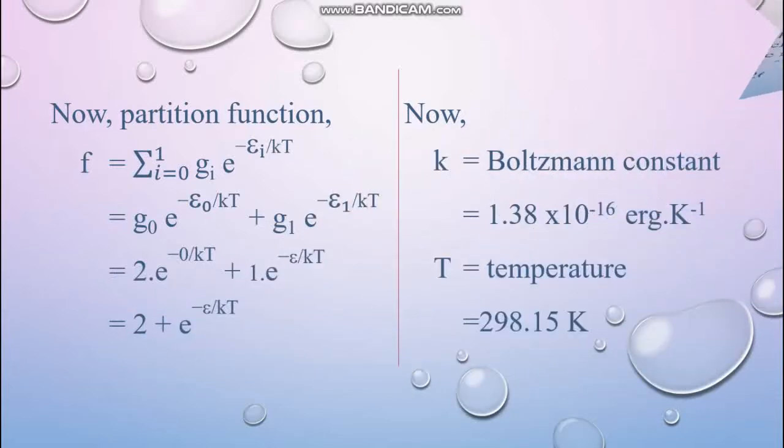So what is the value of partition function f? The partition function must be the sum over i from 0 to 1, isn't it? g_i e to the power minus epsilon_i by kT. Since this is not a non-degenerate, it's a degenerate system, so we have to take into account the g_i factor, okay, the statistical weight factor.